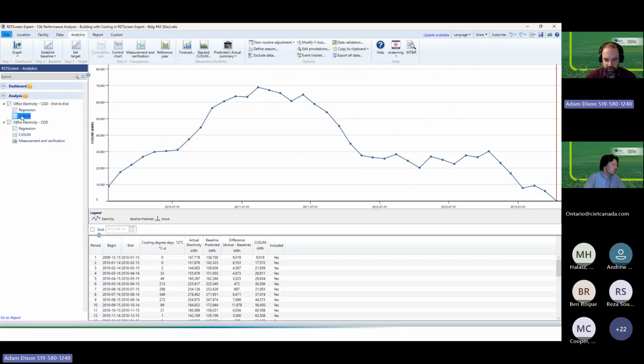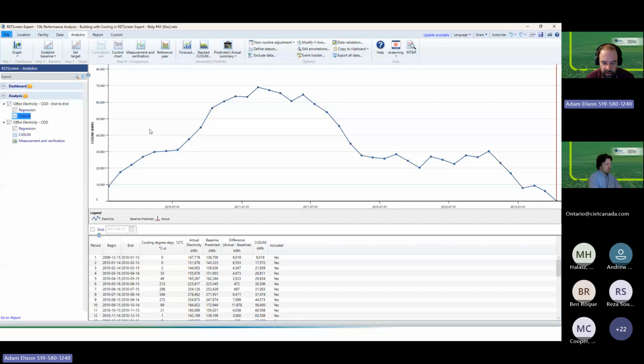So this is my cumulative sum of the differences between the actual. So I have my actual consumption in the table below. And then I have my predicted based on that equation in the previous screen I showed. The differences between them, and then the running sum here. So you'll notice there is actually a red line on here.